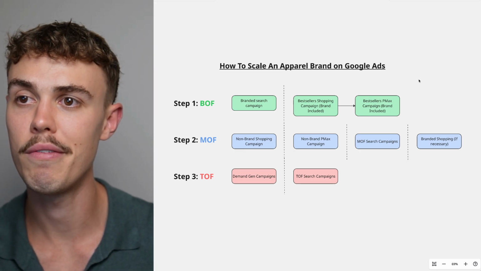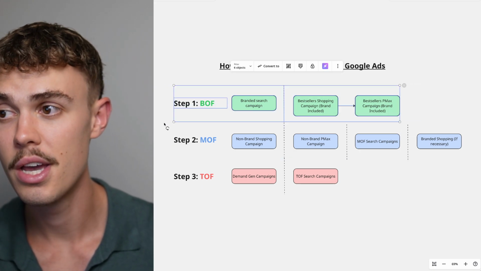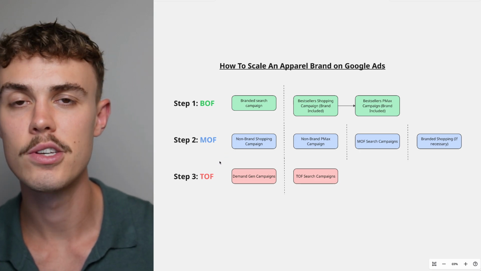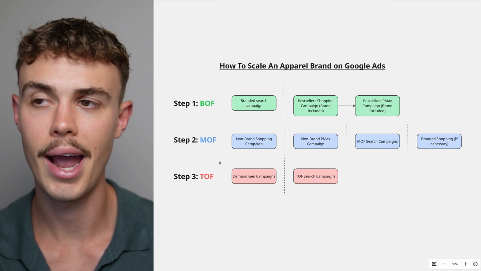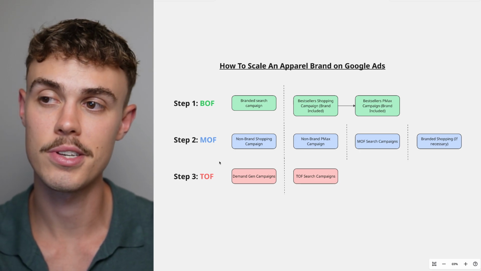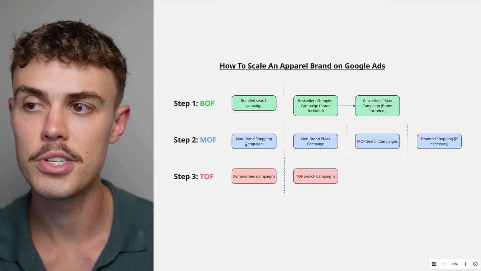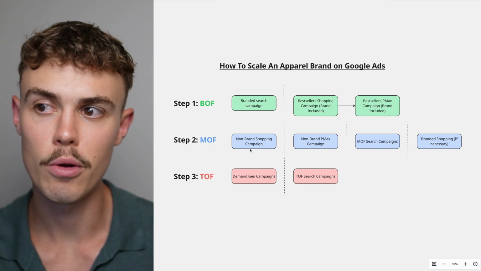All right, once you've covered the bottom of funnel, once you have these campaigns set up, they're all bringing in some conversions, then you want to move up to the middle of the funnel. This is where you can start capturing people who have a level of intent for your product, but they don't necessarily know about your brand. They're not necessarily ready to buy, but they're definitely interested in buying, right? So you can start most easily with a non-brand shopping campaign.